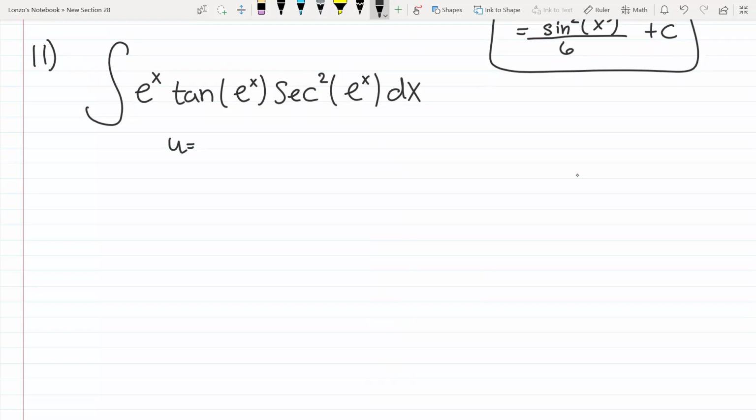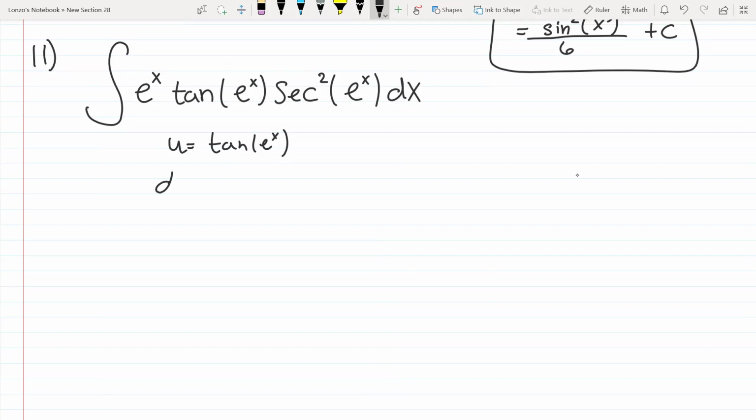What would I do? Yeah, I think I'm going to do u substitution. I'm going to use my u as tan of e to the x. I don't know why, but I just feel like that would be right.